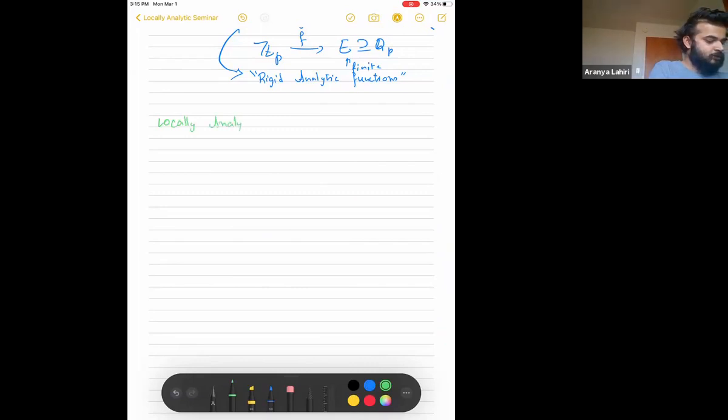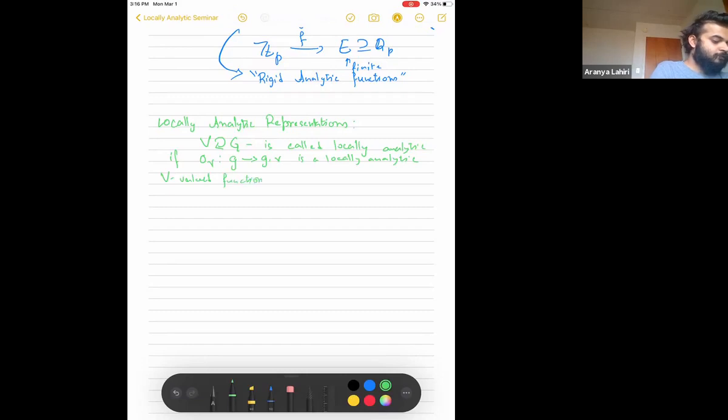Locally analytic representations. So what is a representation? I mean, of course, this is a naive reminder, and all of you know this, but a representation is a vector space with the action of a group, right? So we have a V and we have an action of a group G, okay? So a representation of G given by V is called locally analytic if for every v, the orbit map is a locally analytic V-valued function for every v.